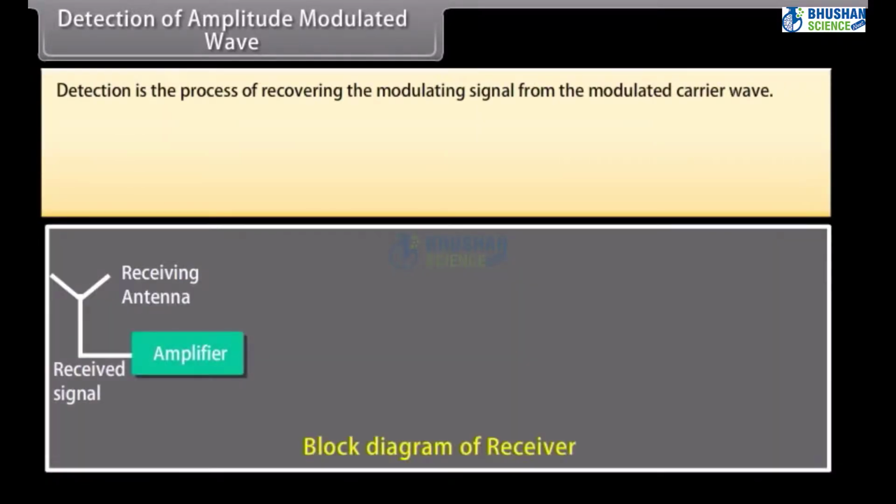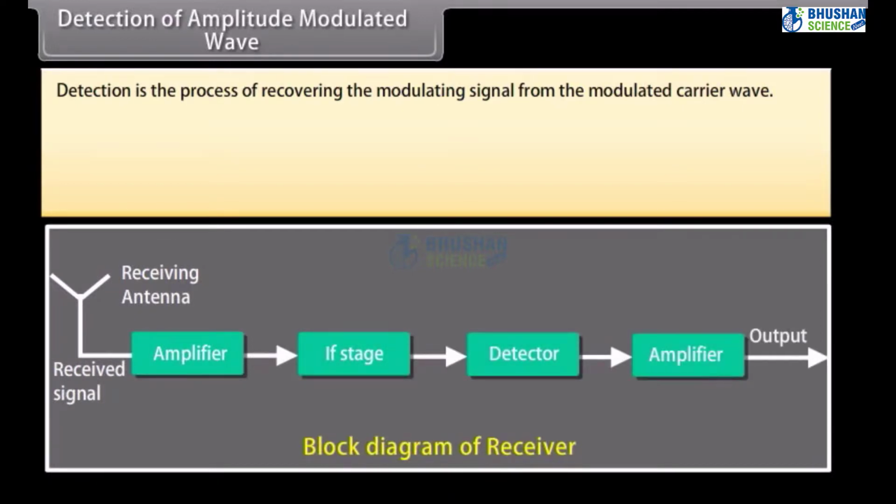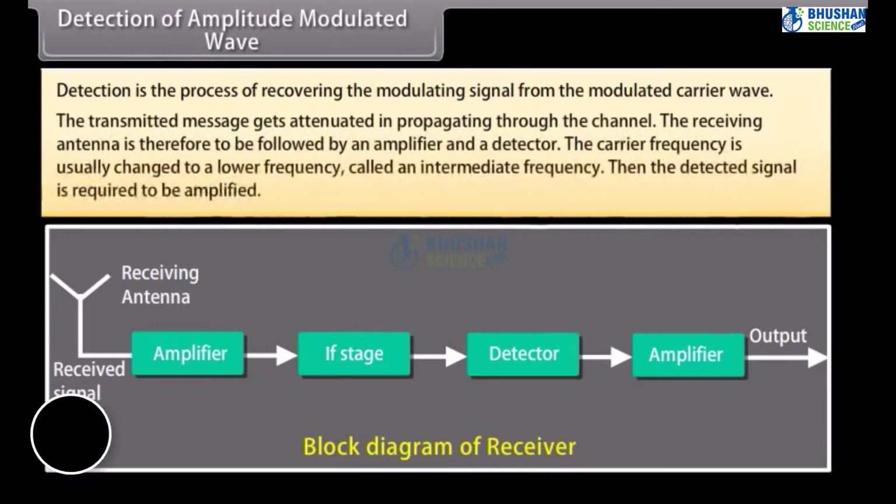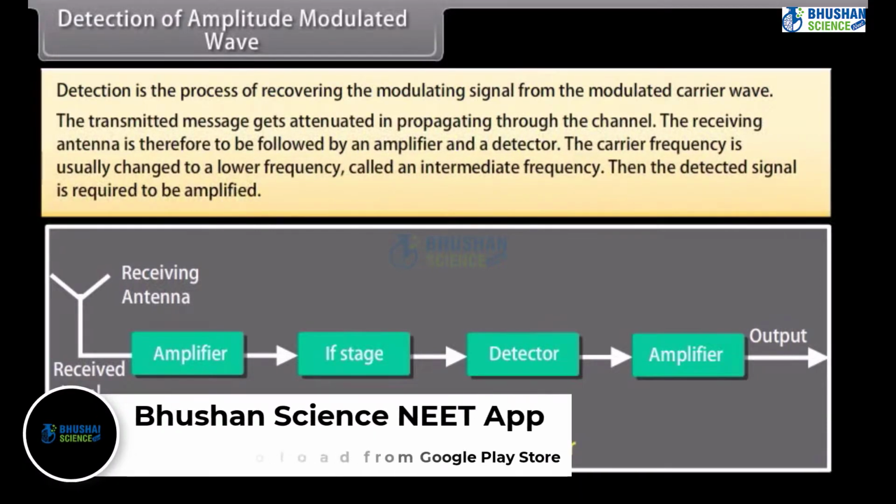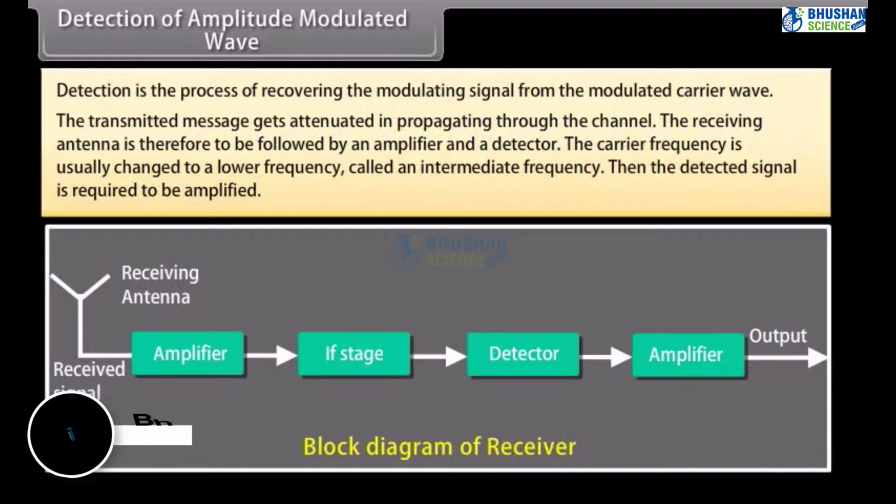Detection of amplitude modulated wave. Detection is the process of recovering the modulating signal from the modulated carrier wave. The transmitted message gets attenuated in propagating through the channel. The receiving antenna is therefore to be followed by an amplifier and a detector.